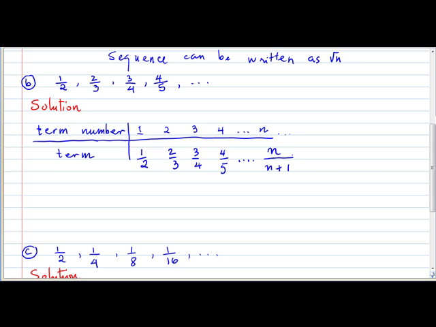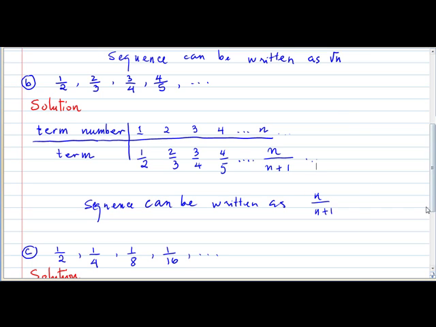So our answer should be that the sequence can be written as n over n plus 1, like that, and set the dots here. Now n can go from 1 to infinity.